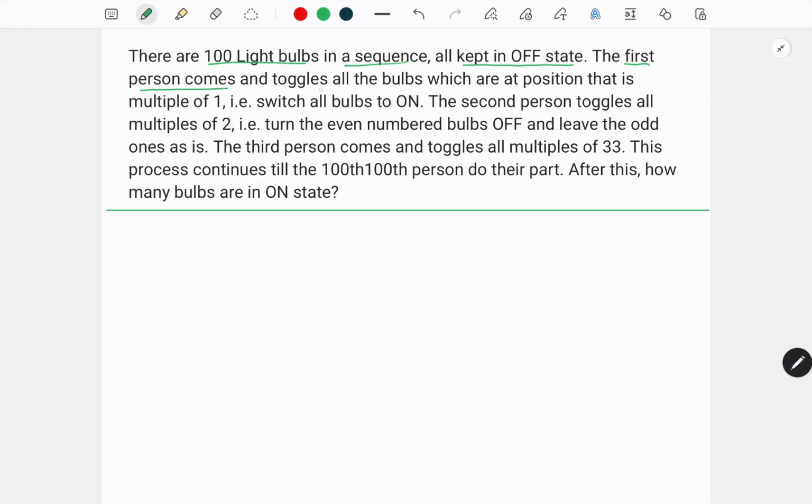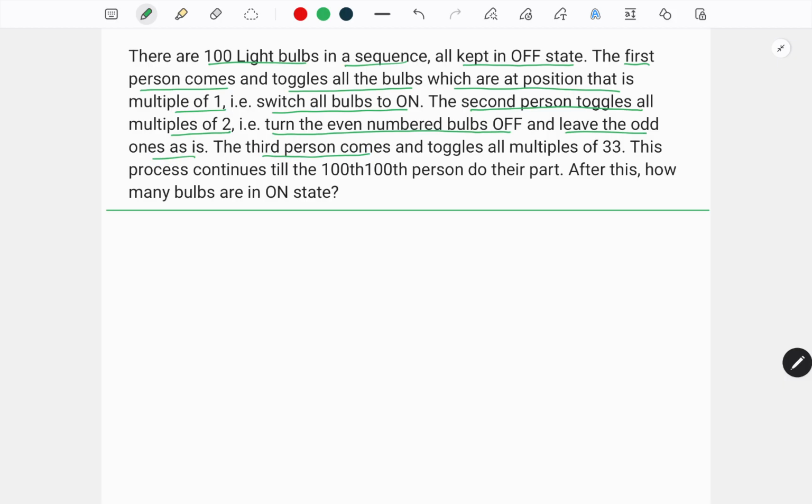The first person toggles all the bulbs at positions that are multiples of 1. Initially they were in the off state, so all the bulbs are now switched on. Now the second person toggles all the multiples of 2, turning the even-numbered bulbs off and leaving the odd ones as they are.